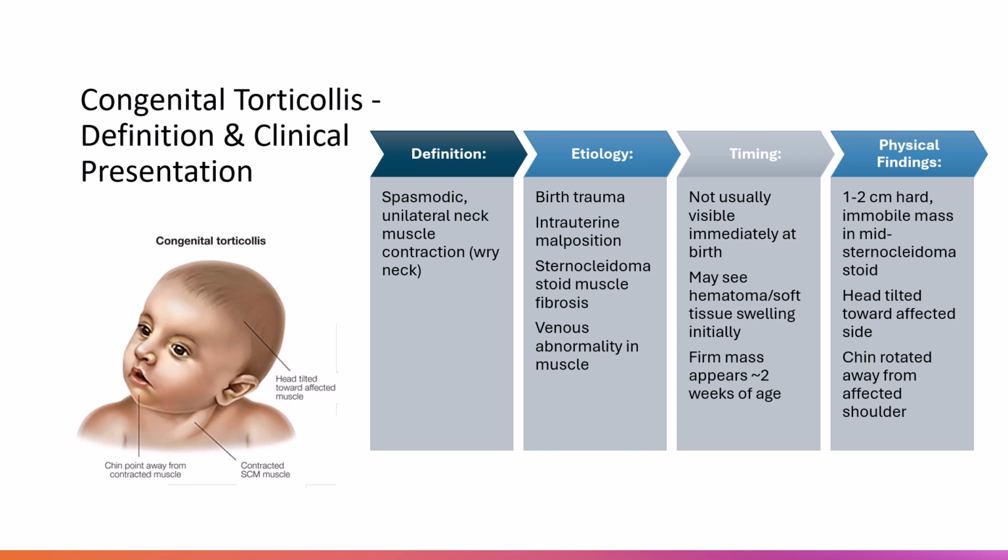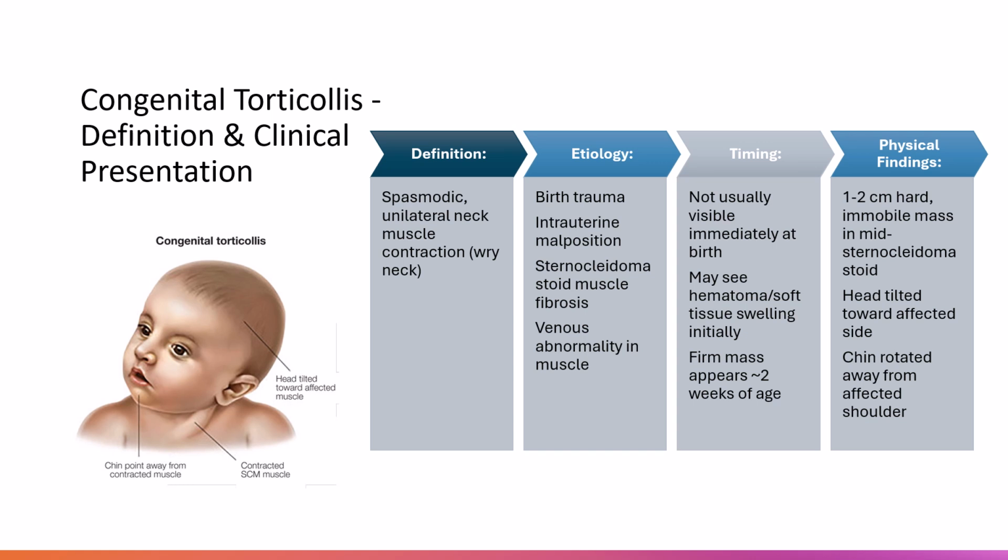Congenital torticollis, or wry neck, results from spasmodic unilateral contraction of neck muscles, typically involving the sternocleidomastoid. It's caused by birth trauma, intrauterine malposition, muscle fibrosis, or venous abnormalities. While not immediately apparent at birth, you may initially detect a hematoma, or soft tissue swelling over the involved muscle. The characteristic firm, fibrous mass appears around 2 weeks of age.